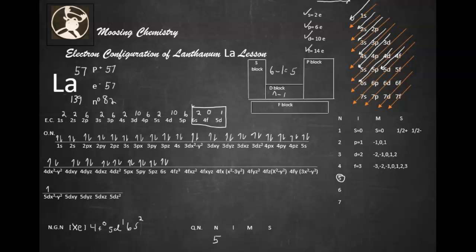And since we know it's in the D block, the angular momentum number is 2. And the magnetic number, it's going to be the first orbital in the D block, so it's going to be minus 2. And then this last arrow is going up, right? Okay. So the spin is going to be positive 1/2.